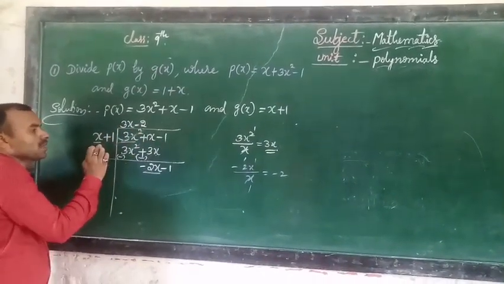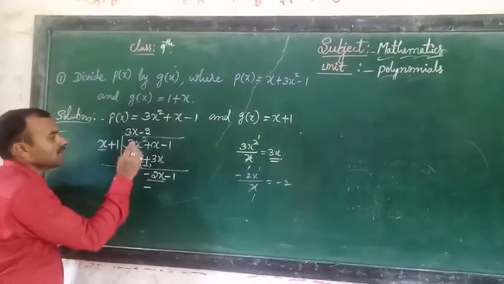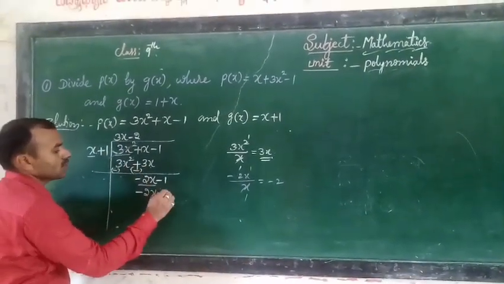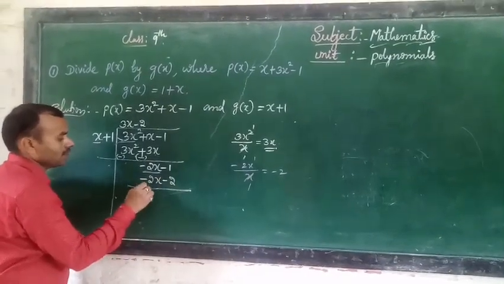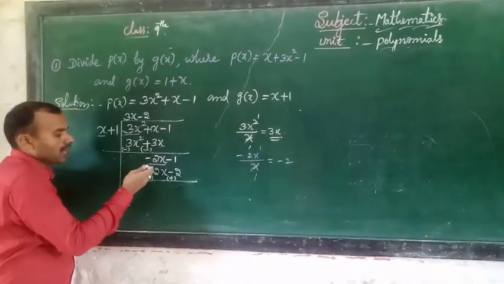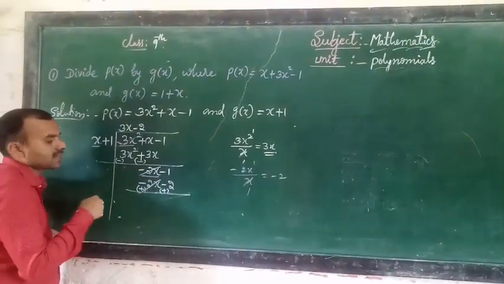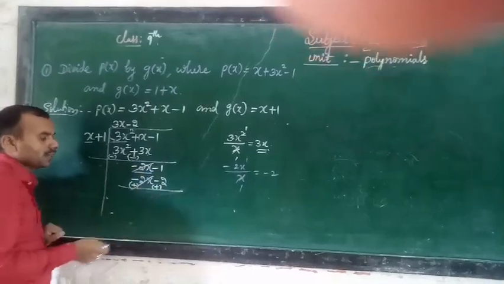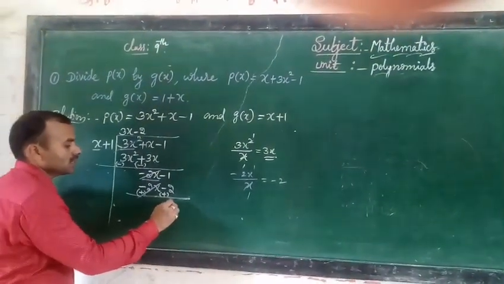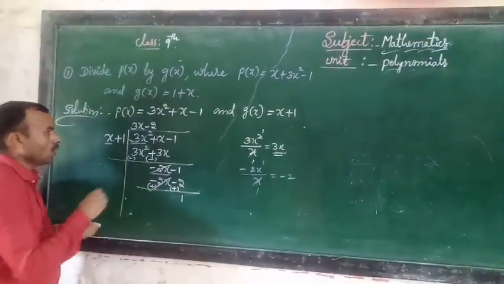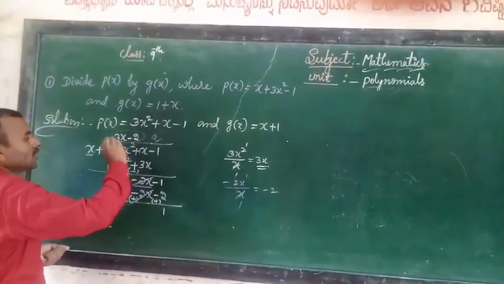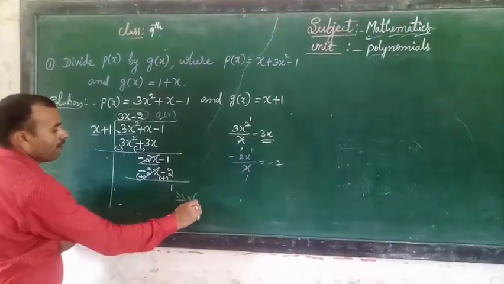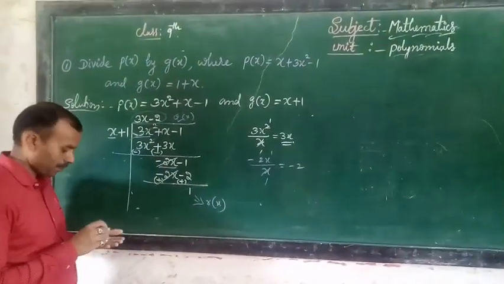Multiply minus 2 into x plus 1: minus into plus, minus 2 into x is minus 2x, minus into plus, minus 2 into 1 is minus 2. Changing the sign, plus 2x, plus 2. Minus 2x and plus 2x get cancelled. Here plus 2 and minus 1 are opposite sign terms, so we have to subtract. This is 1. Here the quotient q of x is 3x minus 2 and r of x is 1.